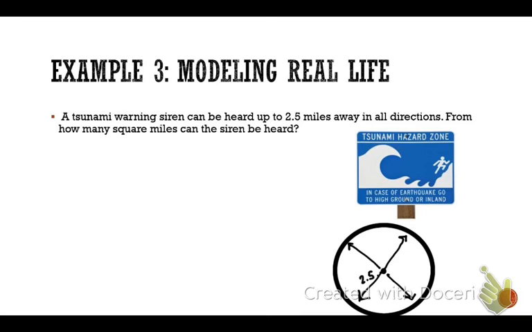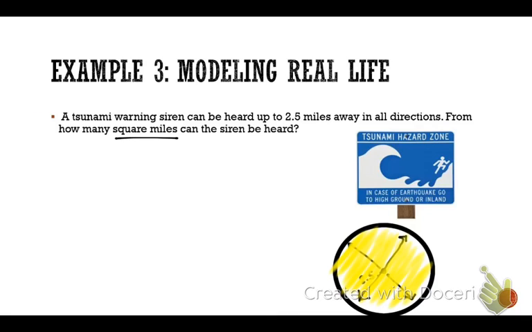Okay? 2.5 is my radius, because it doesn't matter what direction that siren noise is going, whether it's north, east, west, okay? It can be heard 2.5 miles from the siren. So, how many square miles? That is what tells me I'm finding the area. How many square miles inside basically this siren range? How many square miles can the siren be heard?